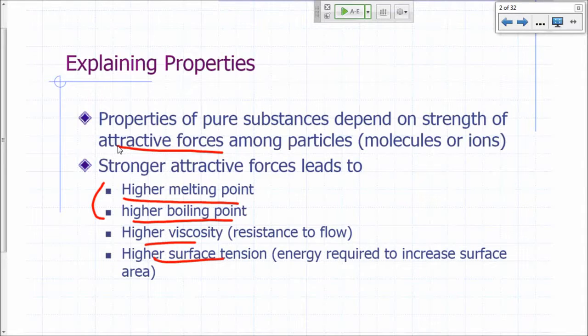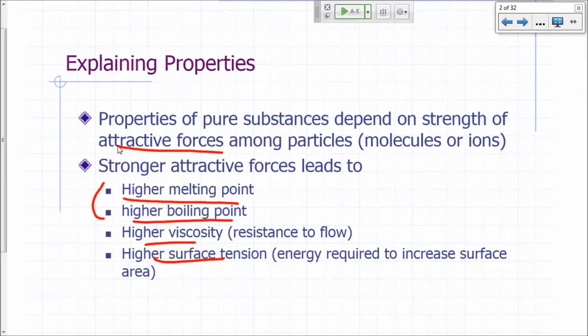So what happens in boiling when a liquid boils? You're spreading out your molecules. So it takes more energy for them to overcome those forces of attraction. So you would expect a higher temperature. A higher temperature simply means you have more energy for your molecules.